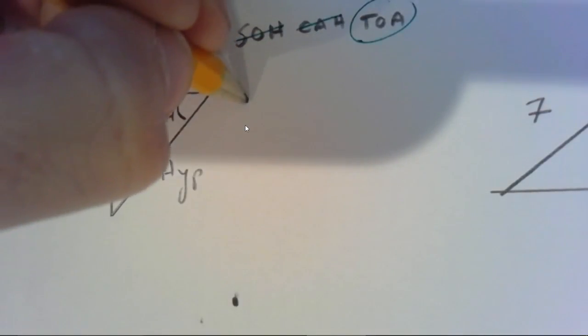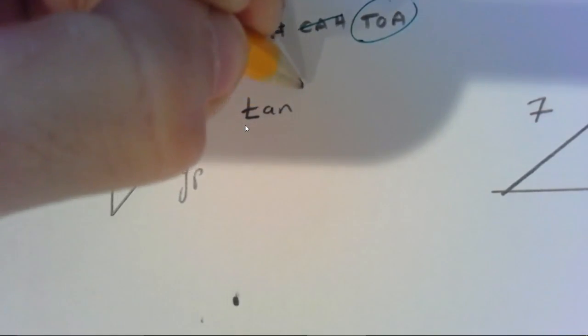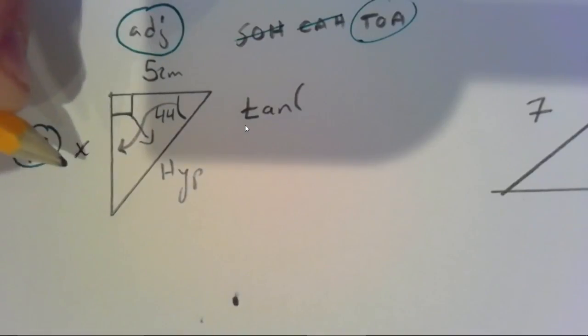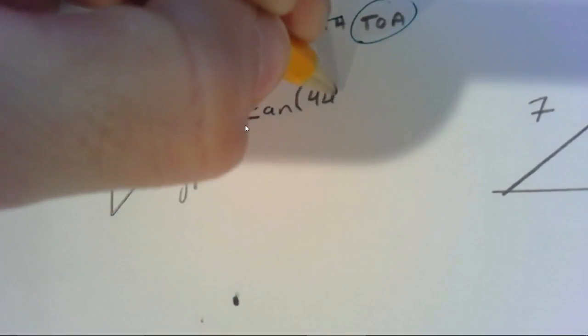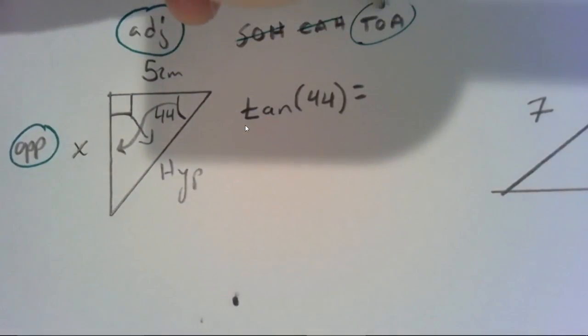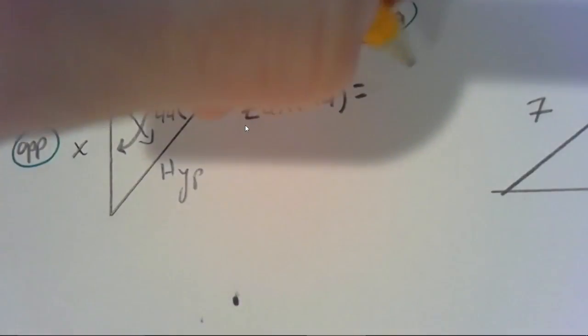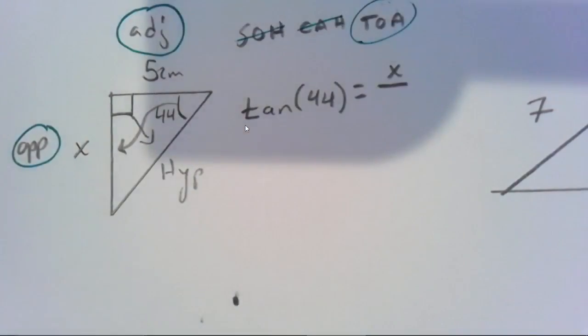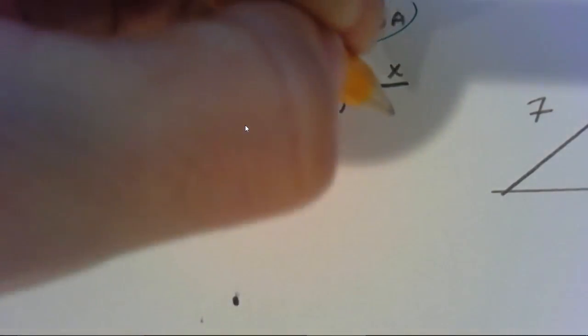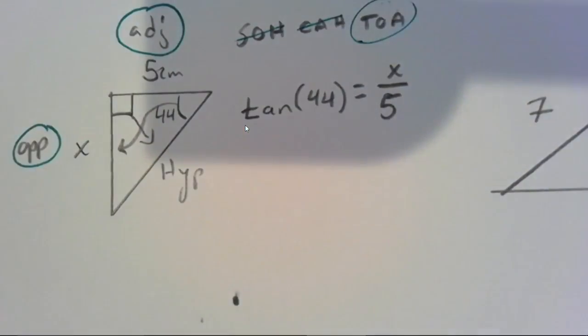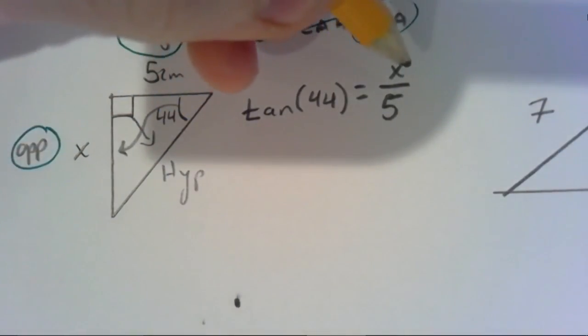This stands for tan of my angle, which is 44, is equal to opposite over adjacent. My opposite was x, so I'll just say x over my adjacent was 5 centimeters, so I'll say 5. At this point, we are almost done with this question. I just need to get the x all by itself.